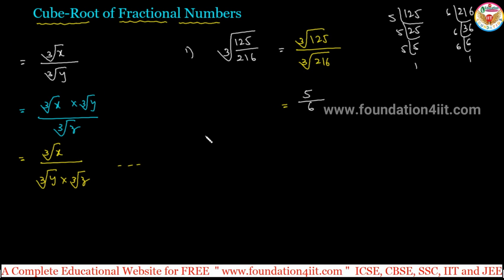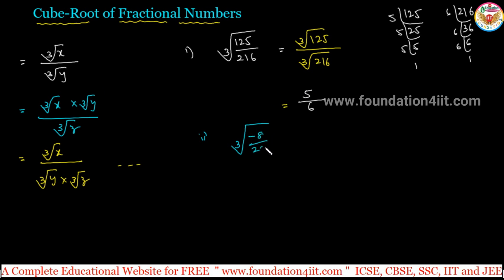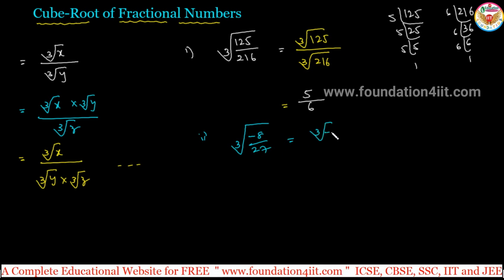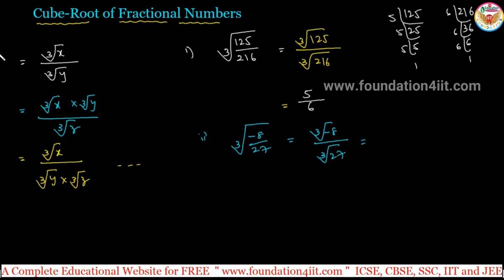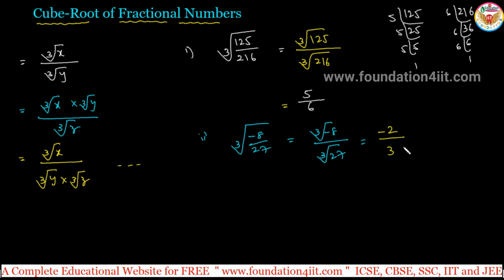Even negative numbers, same method. The question is cube root of minus 8 by 27. So don't go for divisions, just use the formula. Cube root of minus 8 divided by cube root of 27. We already did the previous: cube root of minus 8 is minus 2, cube root of 27 is 3. So minus 2 by 3. In a number of questions, you can apply the same technique.